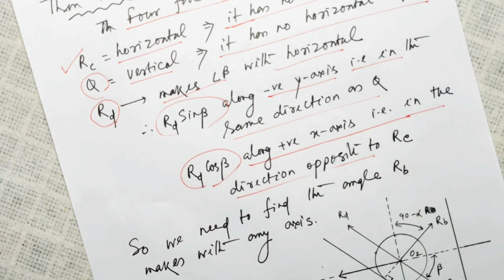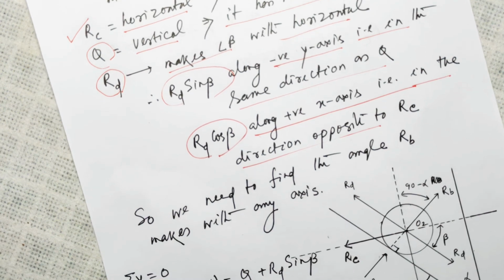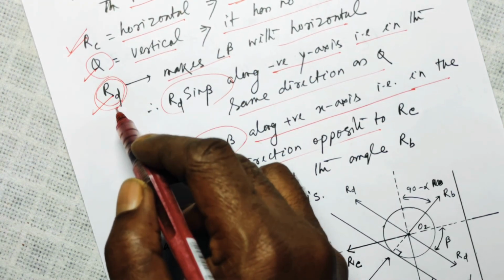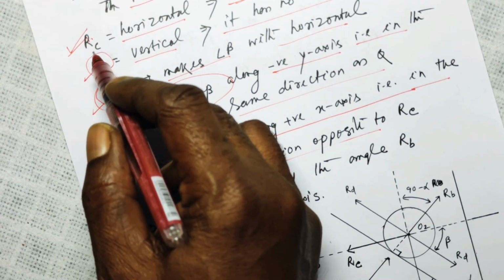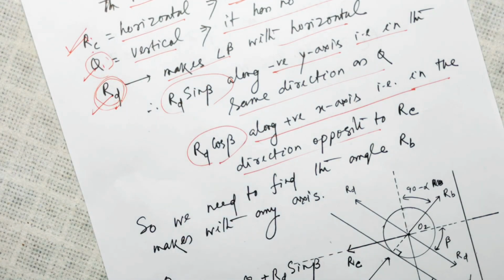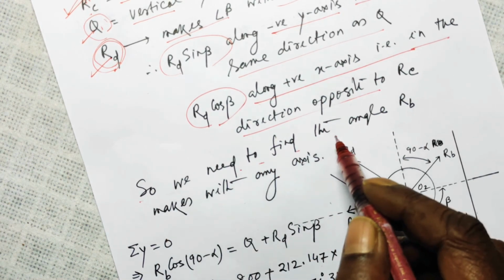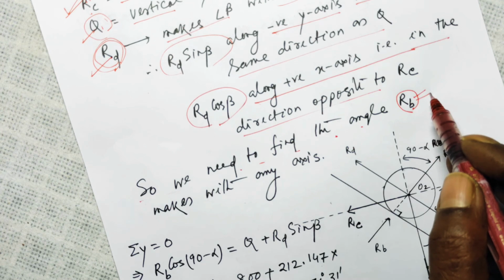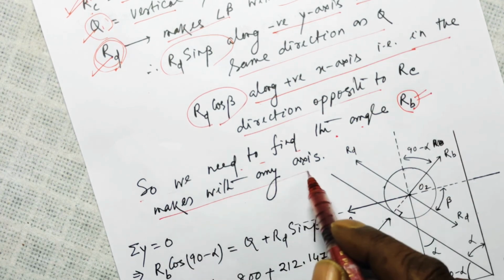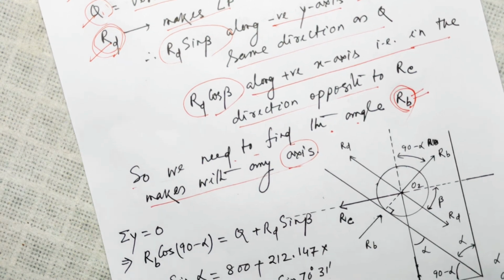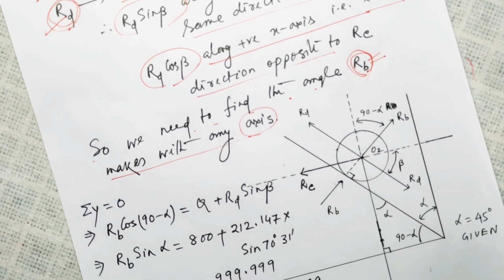Now, so 3 forces are okay. We are fine with these forces. This has 2 components. These 2 are already, one is horizontal, one is vertical. So we are left with only one force, the 4th force. So we need to find the angle RB, the 4th force, makes with any axis, let's say x-axis or y-axis. Then only you can resolve this into 2 rectangular components. Then we apply sigma x is equal to 0 and sigma y is equal to 0.